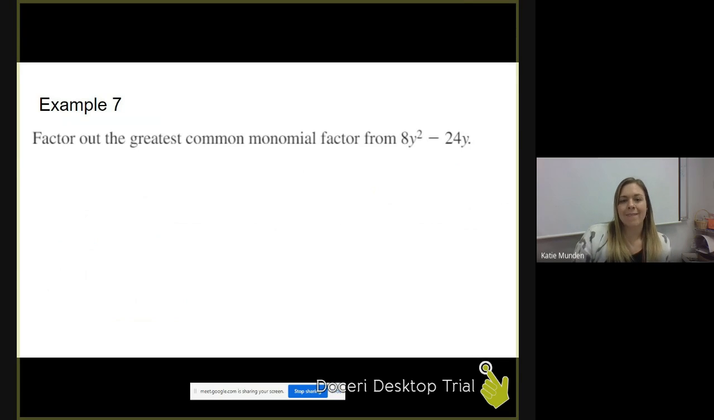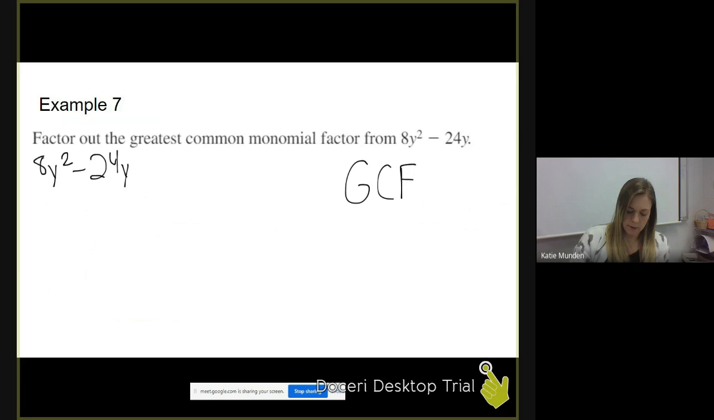Okay, so we have 8y squared minus 24y. I want to first find the GCF, then I'm going to factor it. Once again, see what number goes into both coefficients. This can be done a lot of times by just seeing if the smallest one goes into the bigger one. In this case, again, yes, 8 goes into 24. So 8's going to be our GCF.